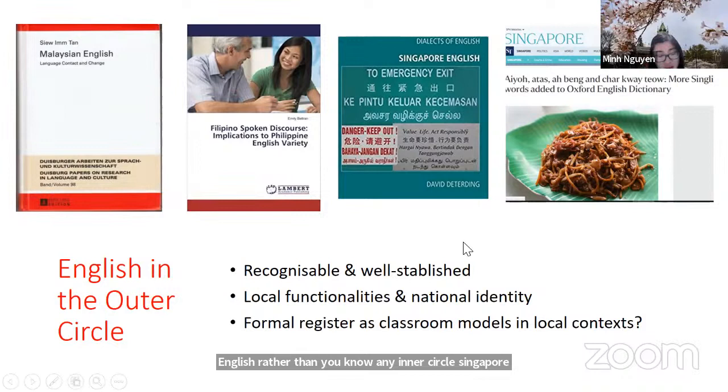So the Ministry of Education English language syllabus in Singapore, for example, emphasizes that the model for English language teaching should be an internationally acceptable variety that is grammatical, intelligible, fluent, and appropriate for purpose, for audience, for context and culture. So there's no mention of, you know, must be British English or American English, right? It is a model that is internationally intelligible and grammatical.